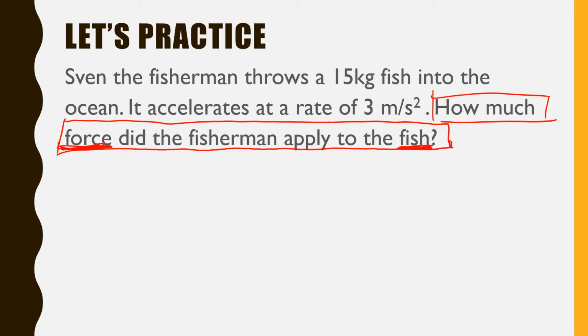I could easily say that Sven, the 95 kilogram fisherman, throws a 15 kilogram fish. If you're not reading and underlining, you're going to easily just be like, oh, 95, that's my mass. So you need to be looking for that kind of stuff. I think we got everything in the main question. Sven the fisherman throws a 15 kilogram fish into the ocean. Accelerates at 3 meters per second squared.